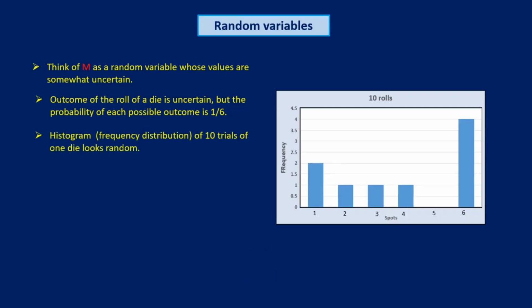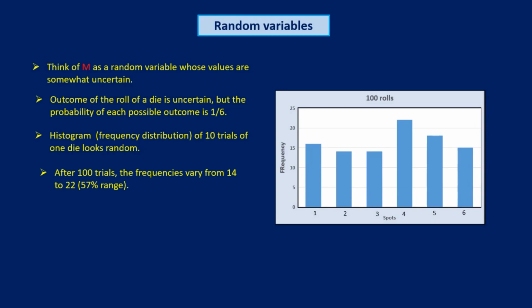This kind of chart is called a histogram, also known as a frequency distribution. The 6 possible outcomes from the roll of a die are shown on the x-axis. The y-axis shows the number of times each outcome is observed after 10 rolls, or trials. Here, for example, we see that a 6 was rolled 4 times. Now, to me, the histogram looks pretty random. However, after 100 trials, the frequencies look more uniform, although there is still significant variation. I rolled a 2 and a 3 14 times, and I rolled 4 22 times.